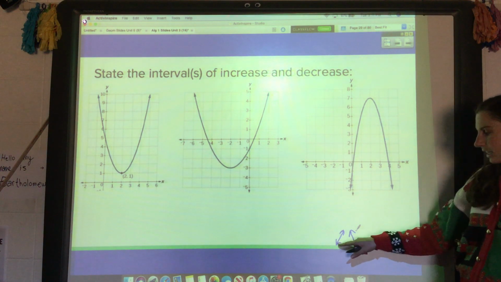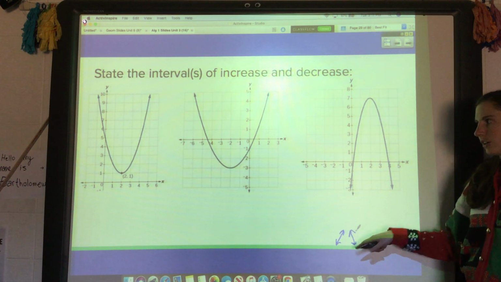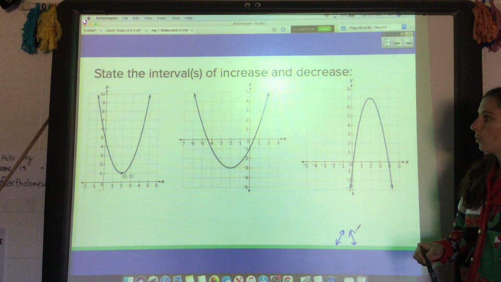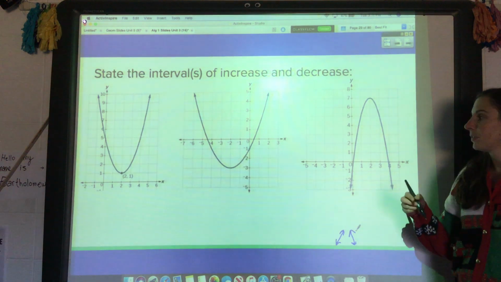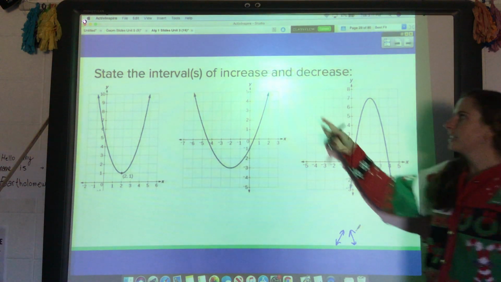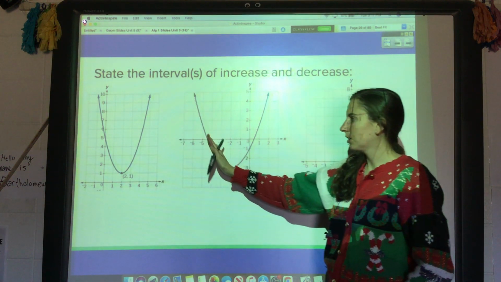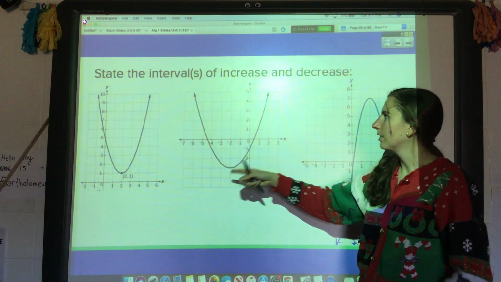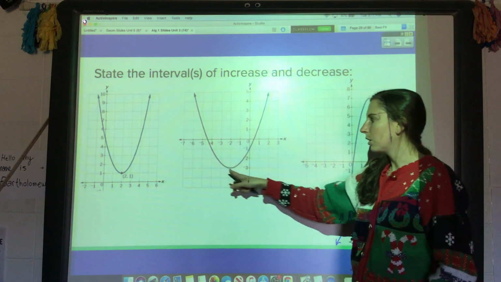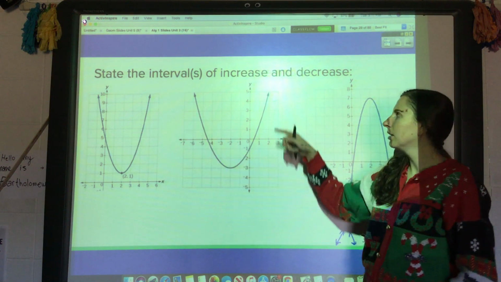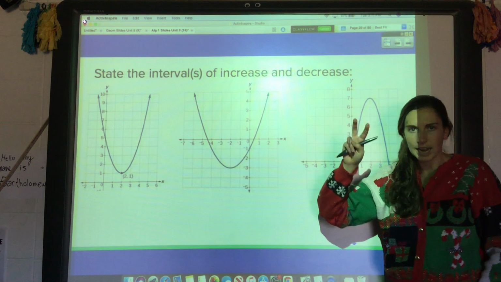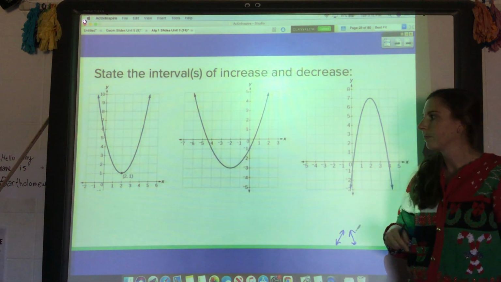Okay, so lines are either always increasing or always decreasing, but that's not the case with a parabola. Just to remind you, increasing means as you read the graph from left to right, just like you read words from left to right. So as you read it from left to right, where are you going uphill, increasing, versus going downhill, decreasing?